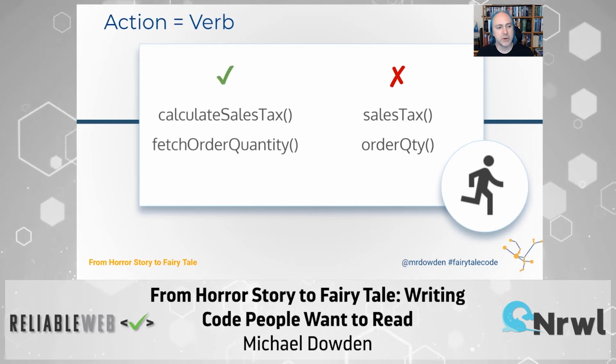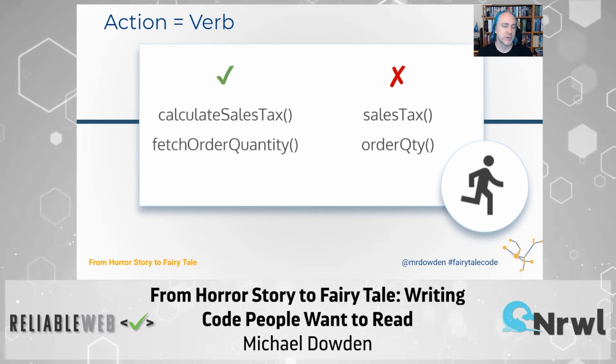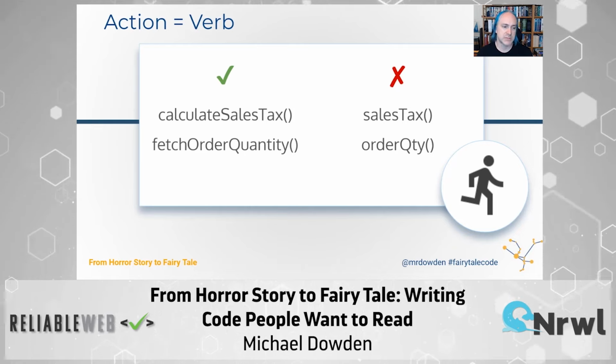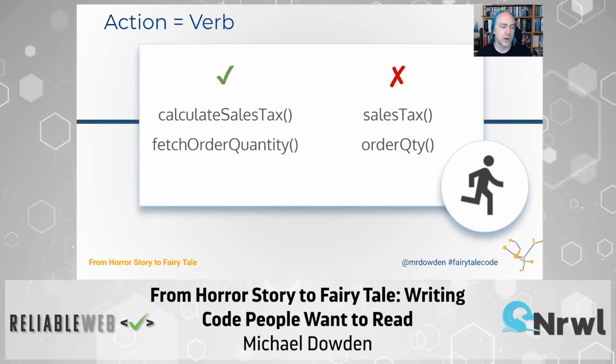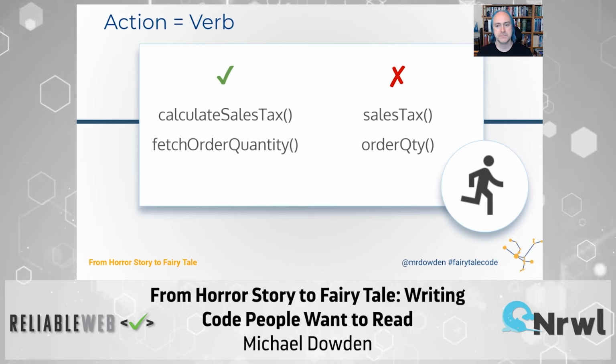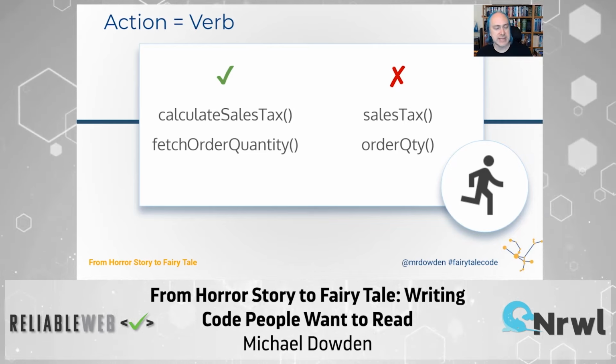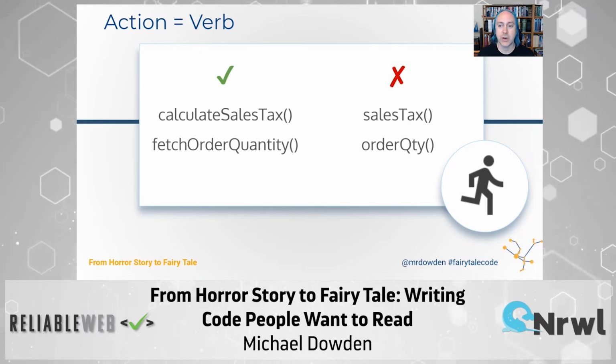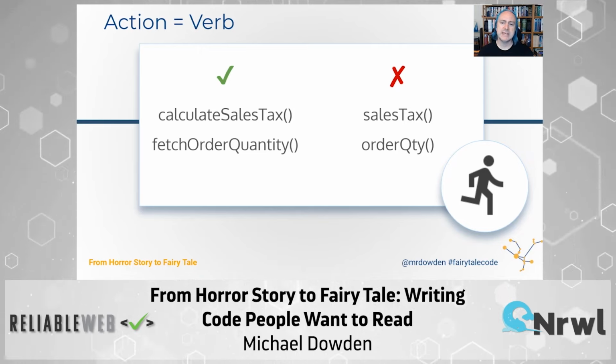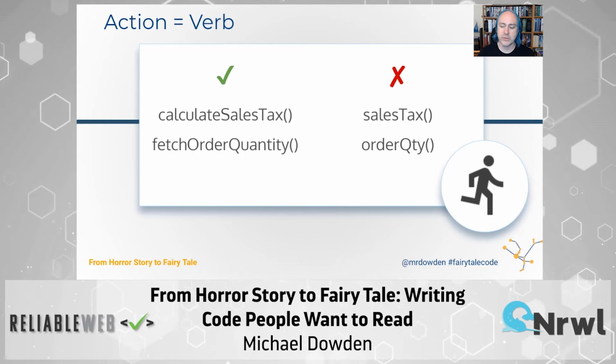So let's give that verb. We're calculating sales tax based upon whatever. That's fine. We're calculating sales tax. We know what we're doing. We're fetching the order quantity. Maybe that means we're fetching it from the database. That's fine. Now we know what the action is that's happening to the thing, not just the thing that it's happening on. Additionally, this can also help you know when you might want to use those functions.